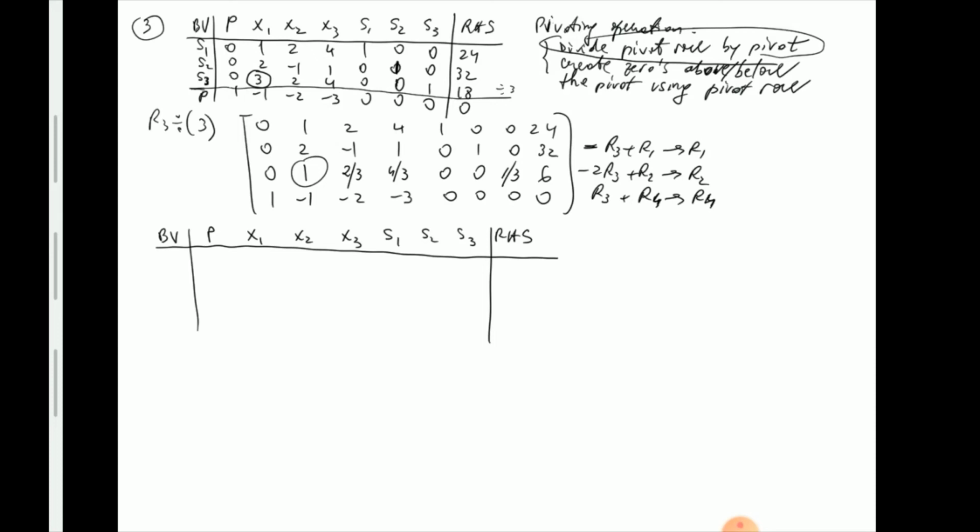So minus row 3 plus row 1: minus 0 plus 0, minus 1 plus 1, minus 2 over 3 plus 2. So minus 2 over 3 plus 2, I'm going to use this area for scratch paper. That's going to be 4 over 3. Yes, 0, 0, 4 over 3. Minus 4 over 3 plus 4. That's minus 4 plus 12 over 3. That's going to be 8 over 3. And then minus 0 plus 1 is 1. Minus 0 plus 0 is 0. Minus 1/3 plus 0 is minus 1/3. Minus 6 plus 24 makes it 18.